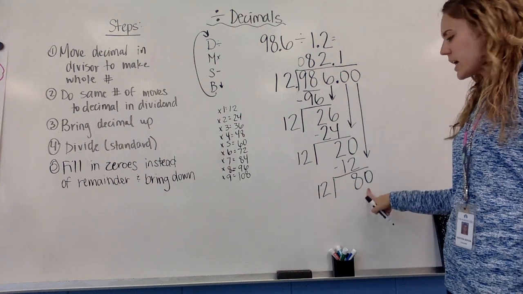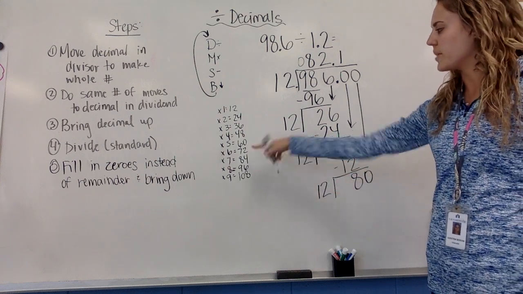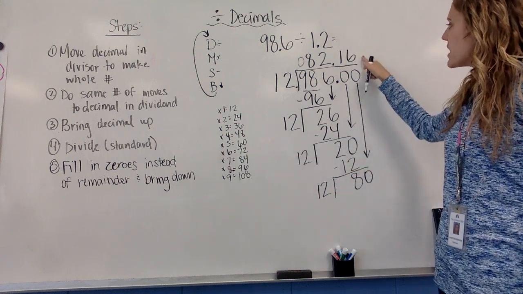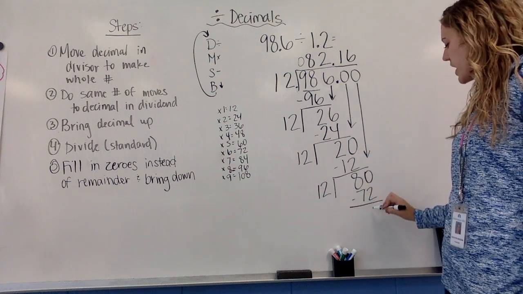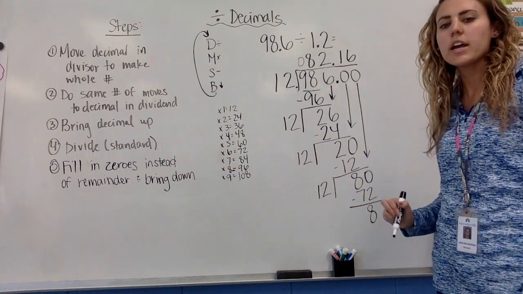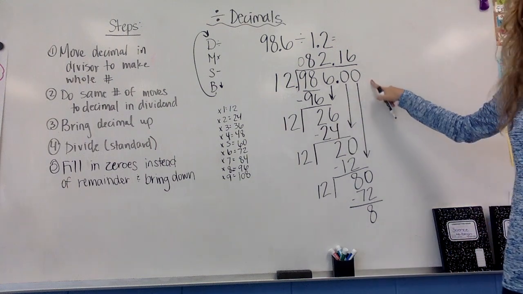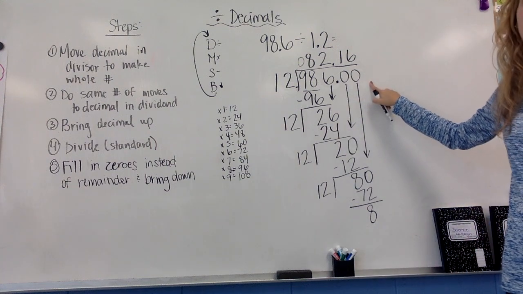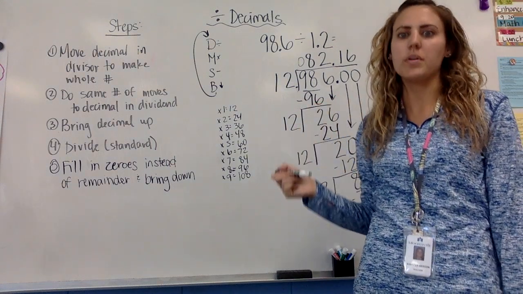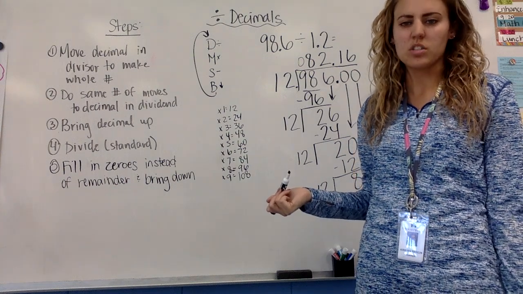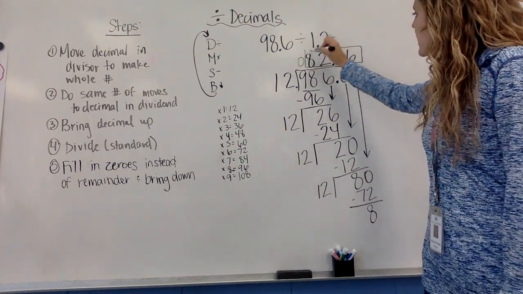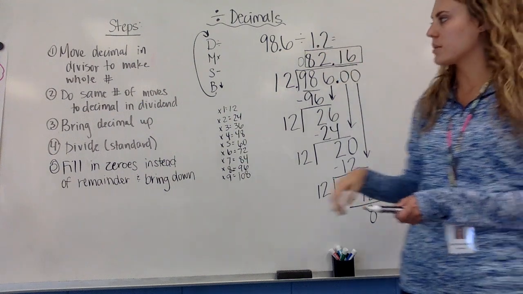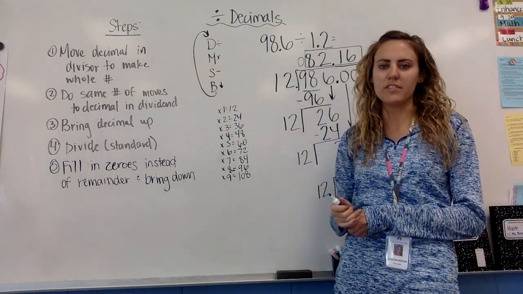Can 12 go into 80? Yes, it'll go in 6 times. 6 times 12 is 72. Subtract, and you've got 8 left over. And I'm at the hundredths place, so I can stop, because if not, I'd have to keep going and going, because decimals will just keep going on forever. So I know 82 and 16 hundredths is my answer, because I followed my steps for dividing with decimals.